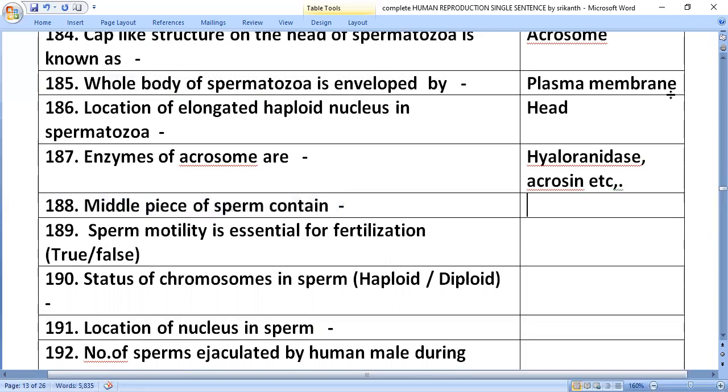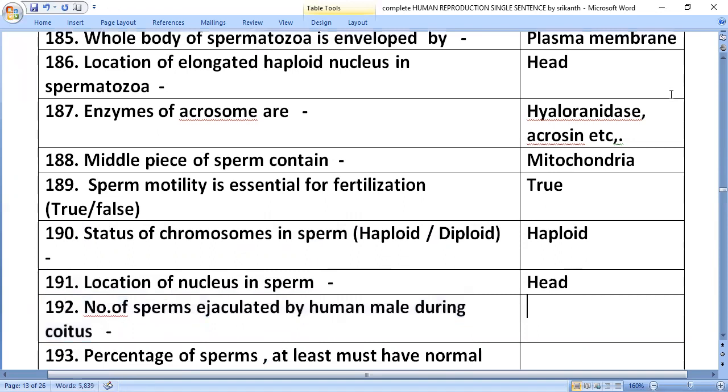Middle piece of sperm contains mitochondria. Sperm motility is essential for fertilization. True. Status of chromosomes in sperm: sperm contain a haploid set of chromosomes, that is in human being 23. Location of nucleus in sperm: present in the head region.